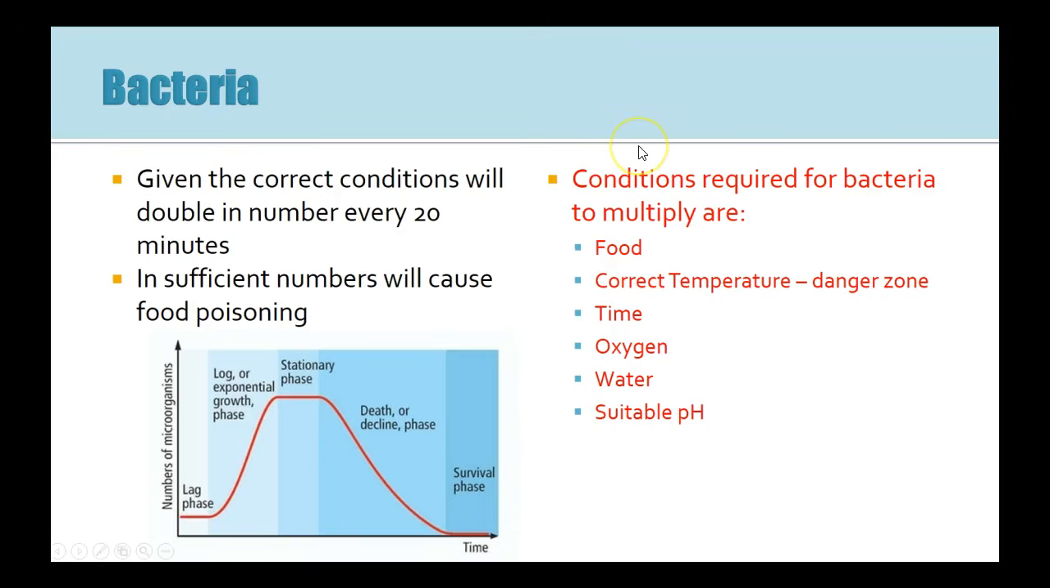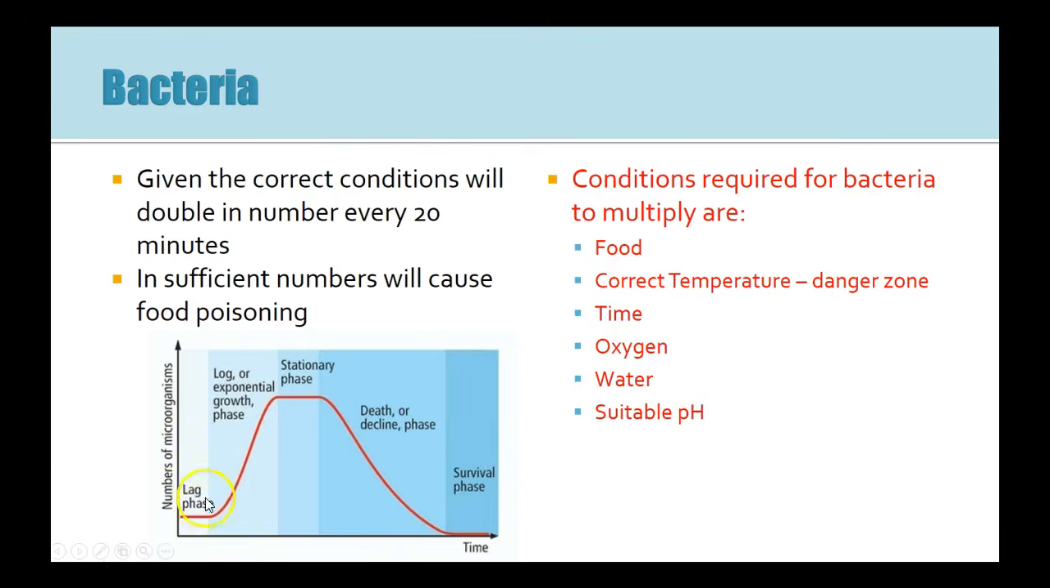So the conditions required for bacteria to multiply include the availability of food, the correct temperature, which is what we call the danger zone, which is between 5 and 60 degrees, and the time needed. So any longer than 4 hours, you can have a huge number of bacteria growth in food. You also need the presence of oxygen, water, as well as a suitable pH for bacteria to grow in.